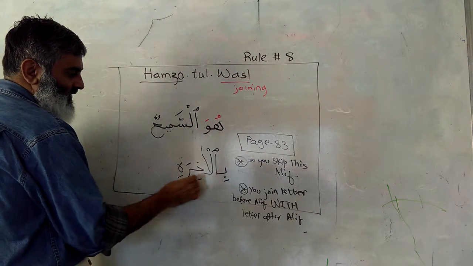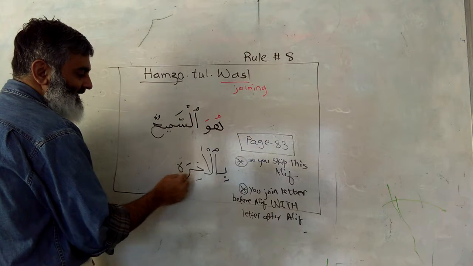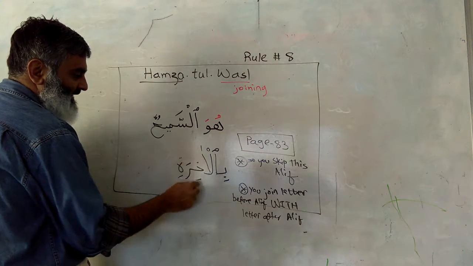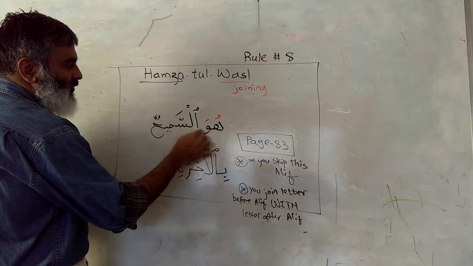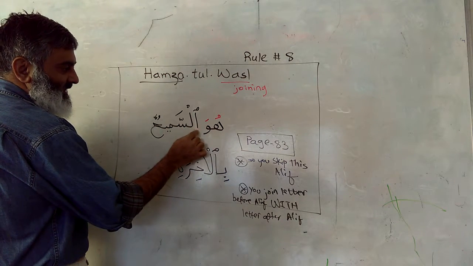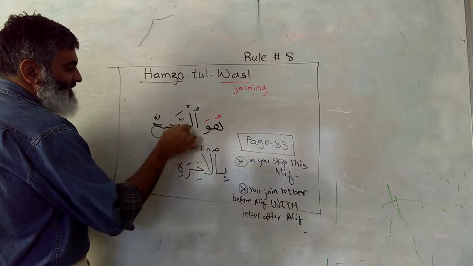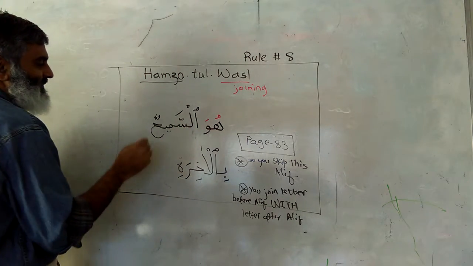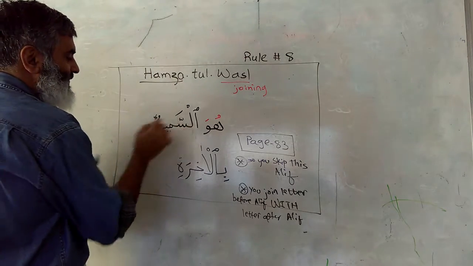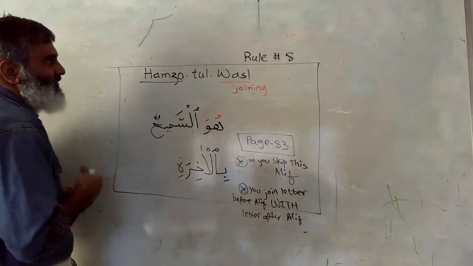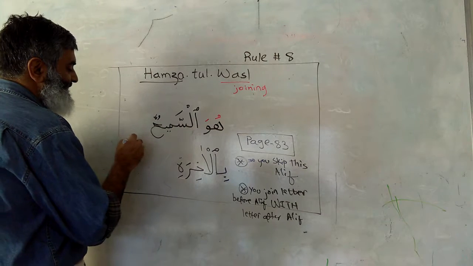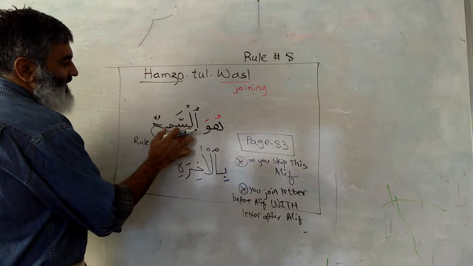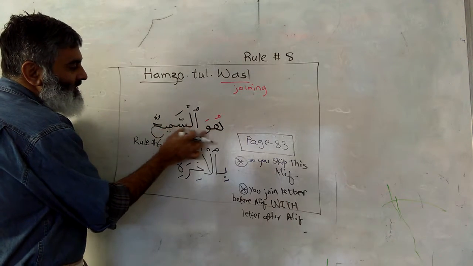This word would be read as bil akhirati. Bil, as if this Alif doesn't exist. Akhirati. This one becomes huwal, as if this Alif doesn't exist. And then huwal sami'un. Now this word has another rule which is being applied, and you learned that rule before, rule number 6. As soon as you get to huwal, Hamzatul Wasl's job is done. That is one rule.